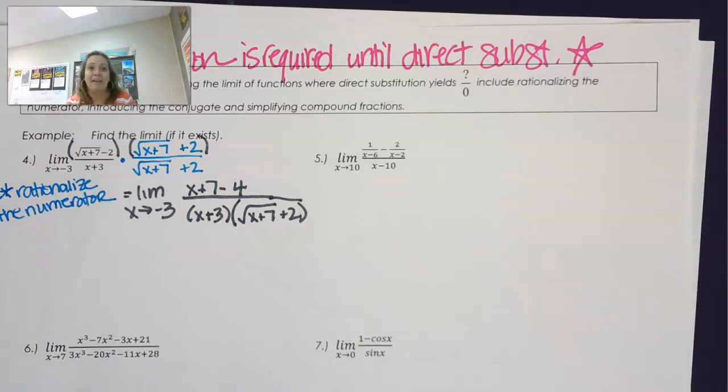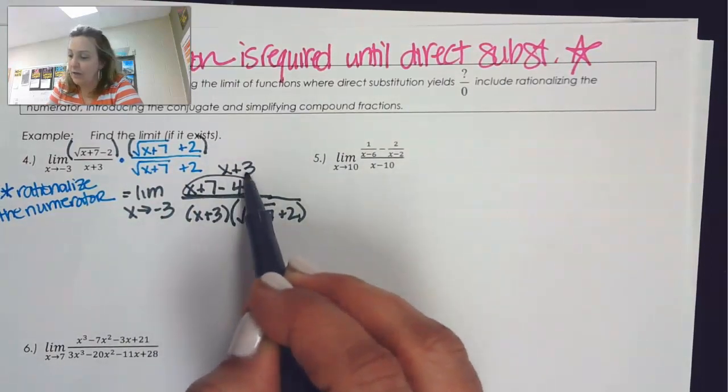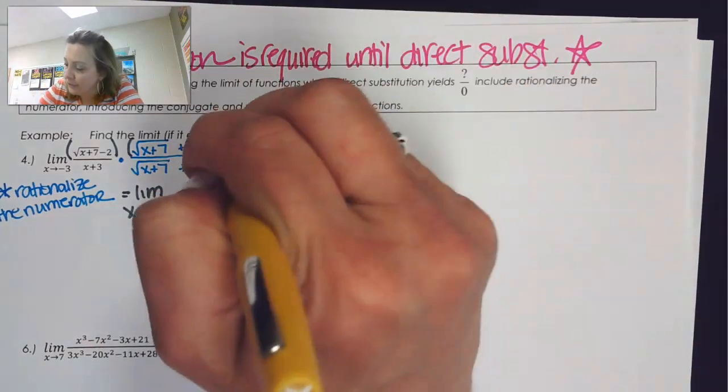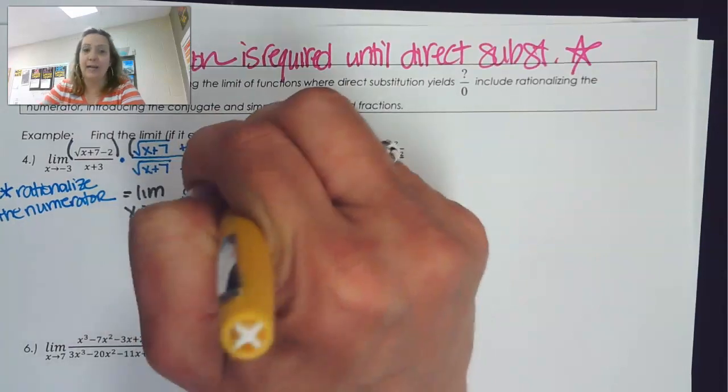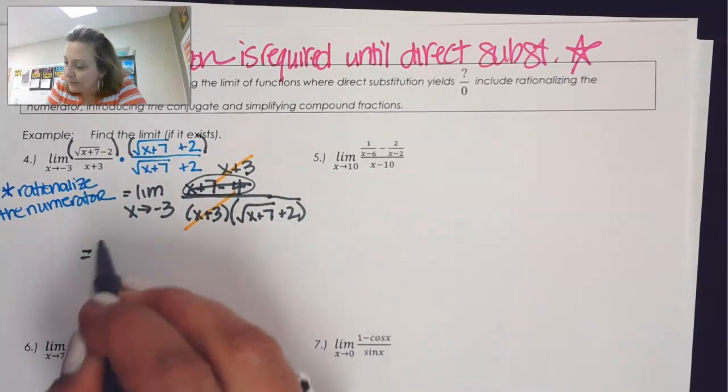Now, I don't need to see every single step, but I want you guys to notice something about the numerator. Do you see what our numerator really is? This x plus 7 minus 4, if I were to simplify this, is really x plus 3. And do we see now that we have a factor of x plus 3 in both the numerator and denominator? By rationalizing the numerator, what happened is that we created a factor that we could cancel out of the denominator. And let's see what's left.